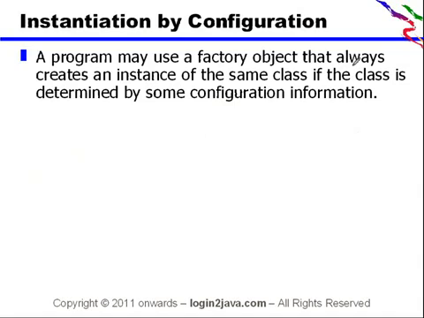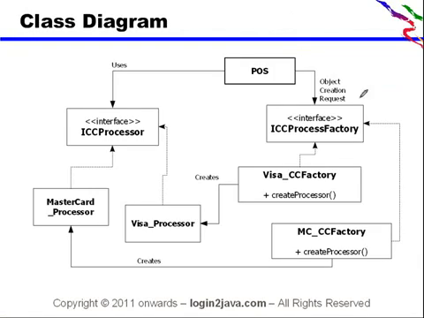A program may use a factory object that always creates an instance of the same class if the class is determined by some configuration information. Right? This is what we have discussed with the credit card example. So see this particular class diagram. I will give you a minute to go through this class diagram and then we'll explain it. Just have a look at it.